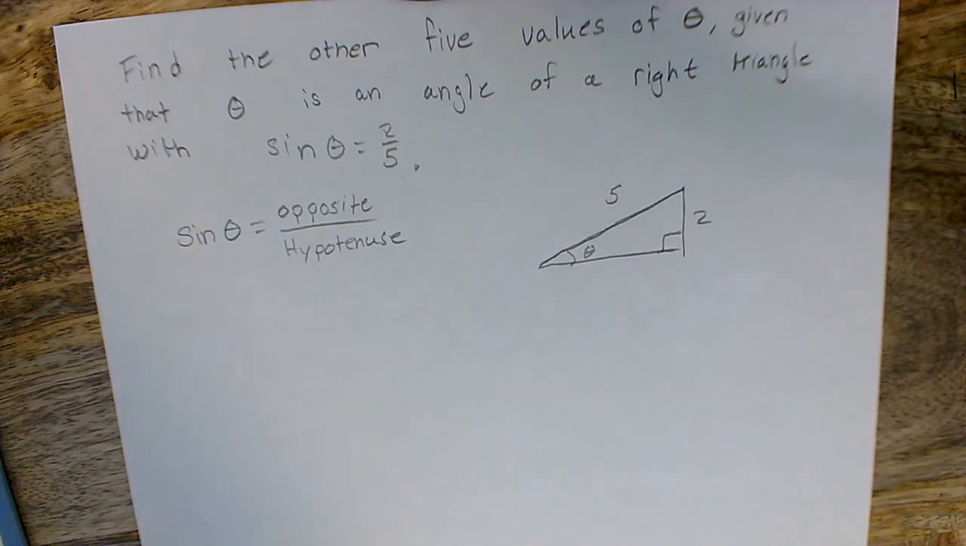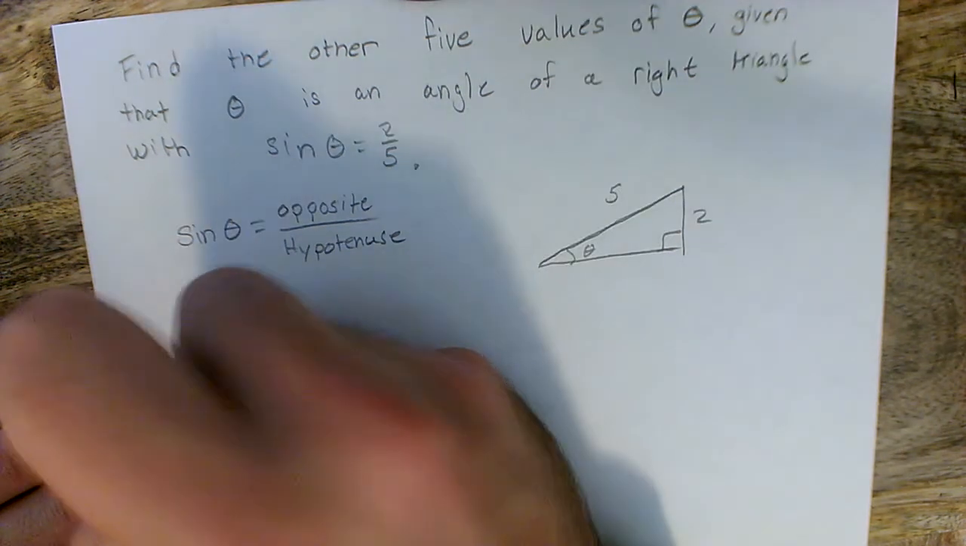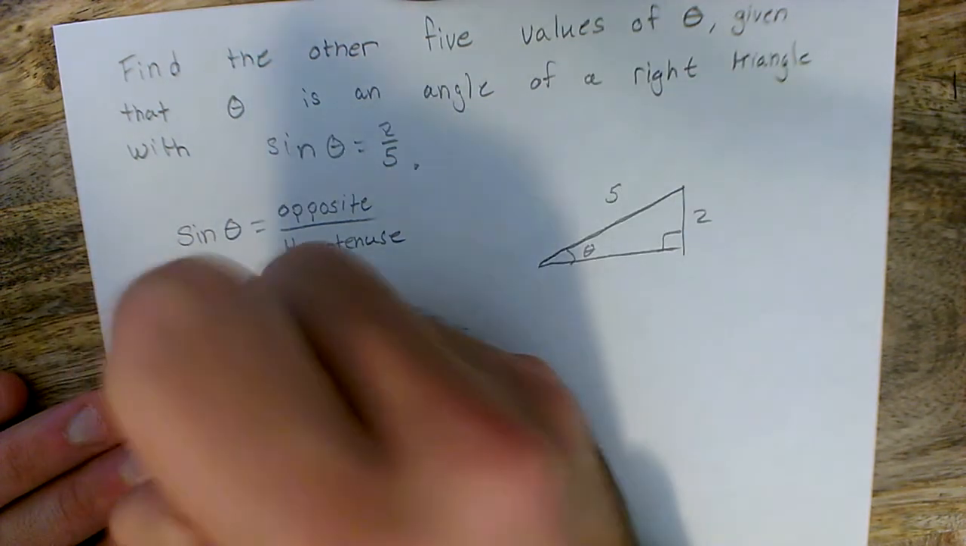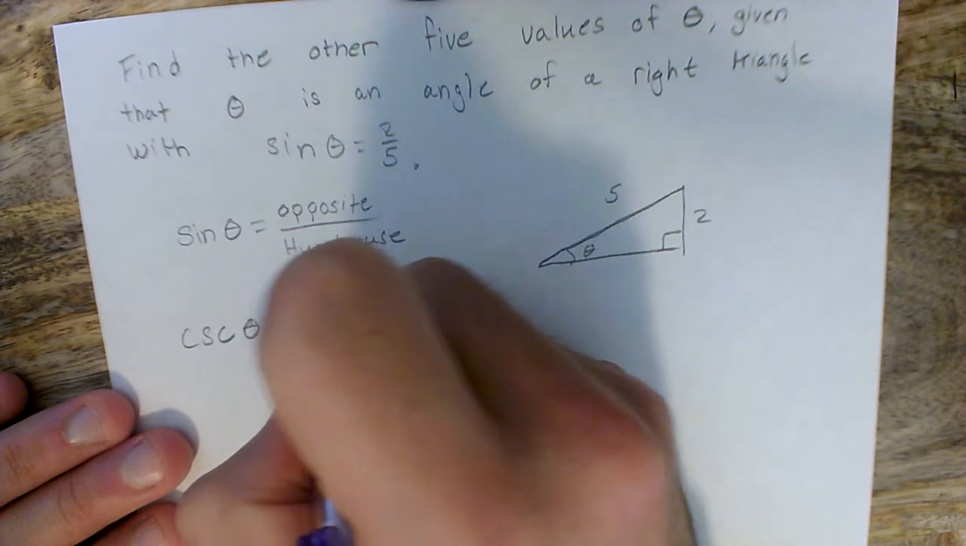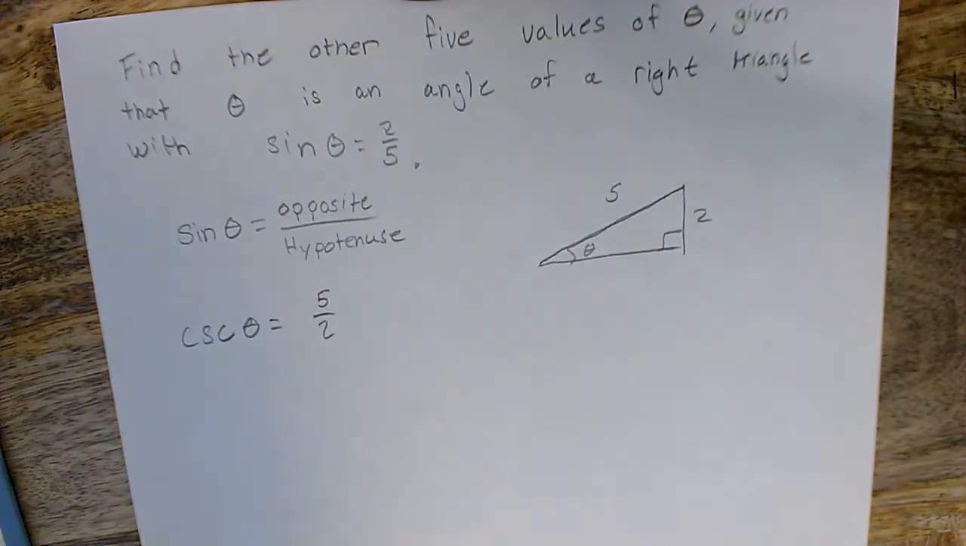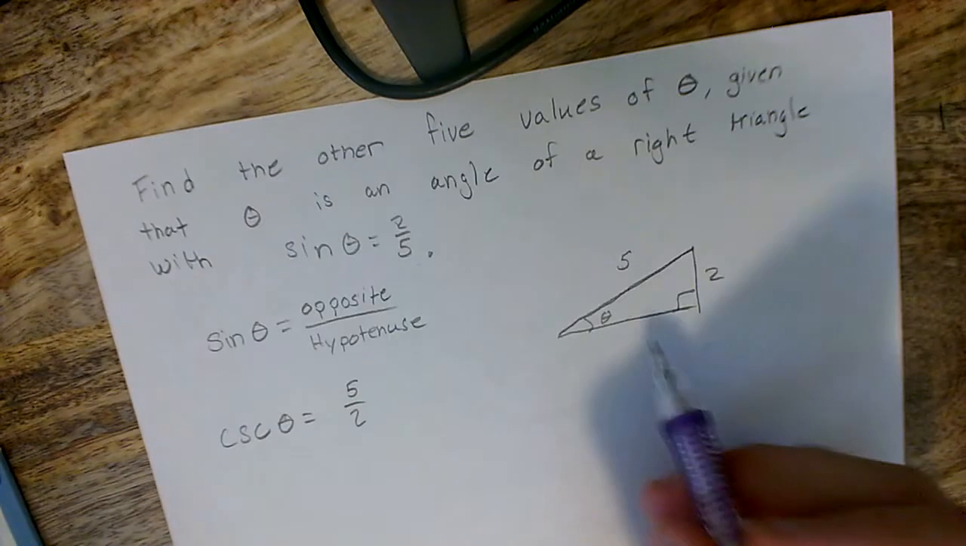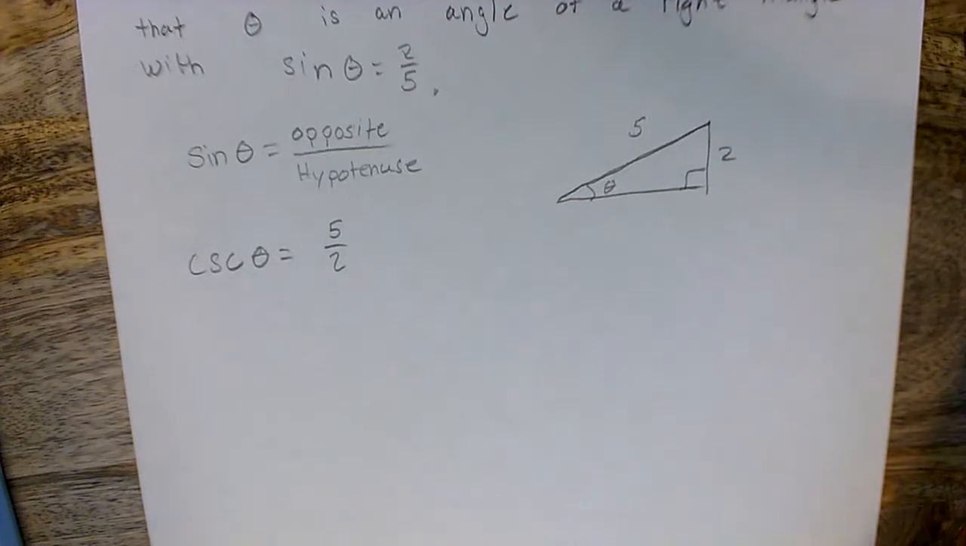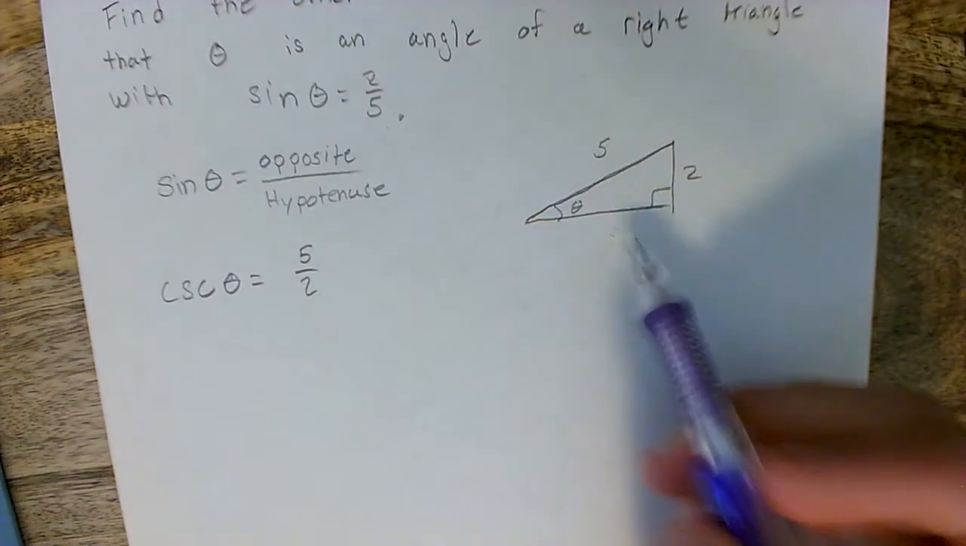Okay, so there's a couple things we can use here. If we know the sine of theta is 2/5, then we can use the reciprocal identity, and we already know what the cosecant of theta is. It's just 5 over 2. But how are we supposed to find cosine and secant if we don't know what this side is? For cosine, we need to know the adjacent side.